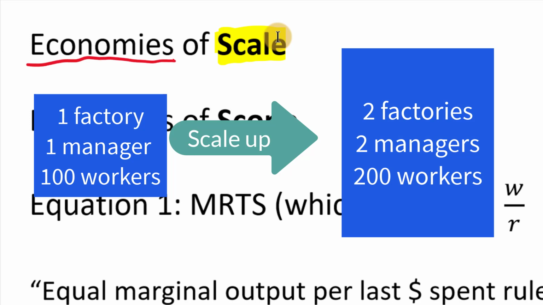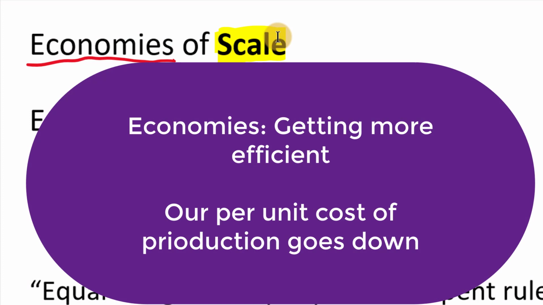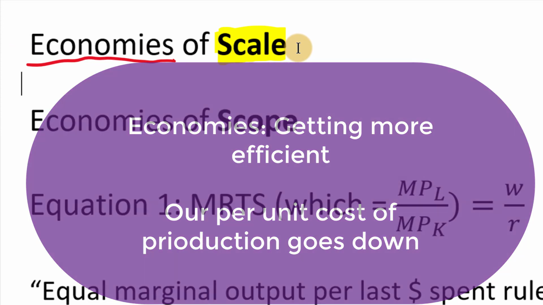Economies is asking what's my per unit cost of production. Now there are some other ways we'll think about defining this, but it really gets to asking what happens to my cost per unit. If you scale up your business, if you make it larger in all ways, and your cost per unit goes down, we say you have economies of scale. You make your firm larger, your cost per unit goes down, economies of scale.